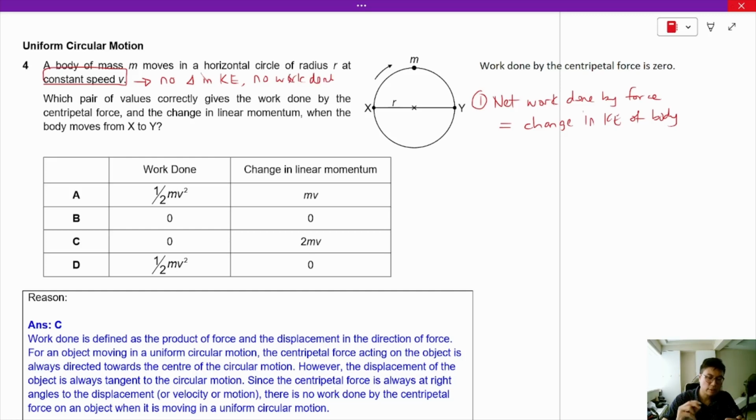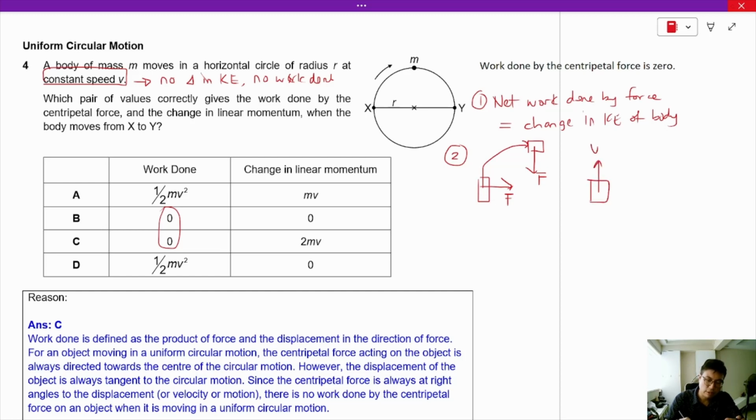So the work done is 0. Now, the other way of thinking about it is that if a body is moving in this direction, the force that is used to accelerate the body towards the center of the circle, the centripetal force, is always perpendicular to the direction of motion.